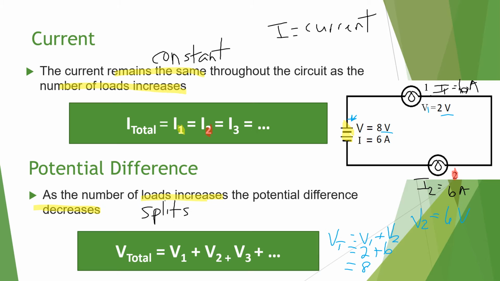So current in a series circuit is constant no matter the number of loads. The total is equal to the current at all the loads. And the voltage splits depending on the number of loads. So voltage at load 1 plus voltage at load 2 plus voltage at load 3 is going to equal the total voltage at the energy source.